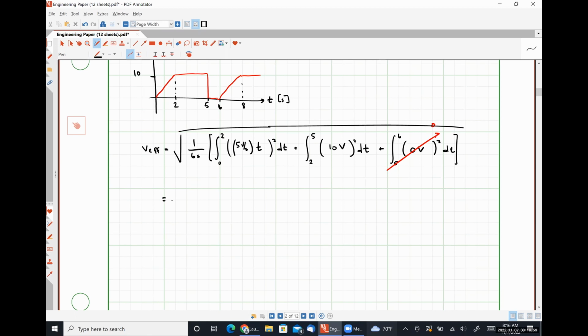So now we're going to do a little bit of math. So we're going to have the integral from 0 to 2 seconds of 25 volts squared per second squared t squared dt plus the integral from 2 seconds to 5 seconds of 100 volts squared dt, like so.